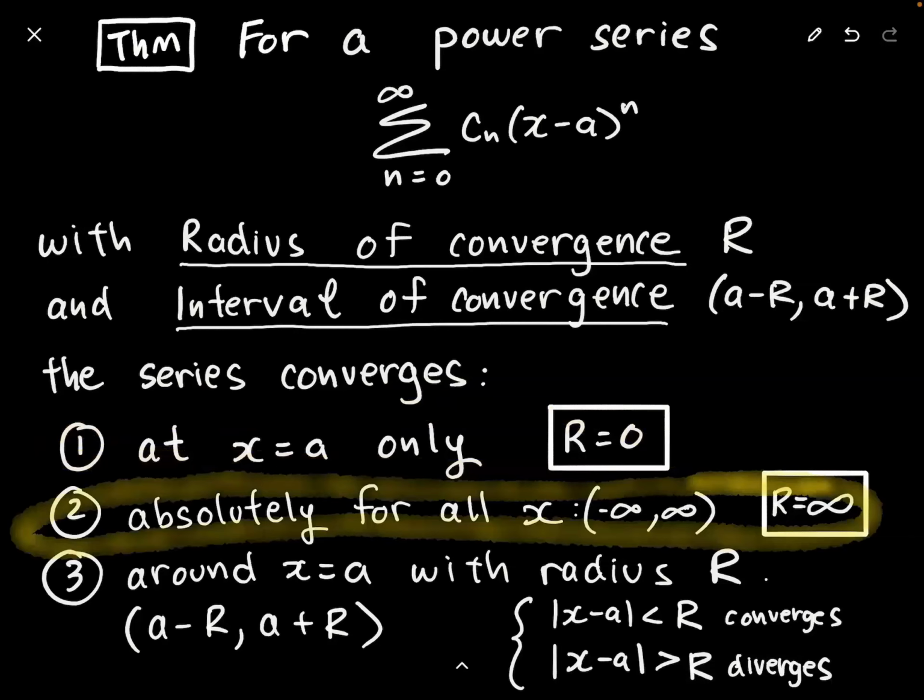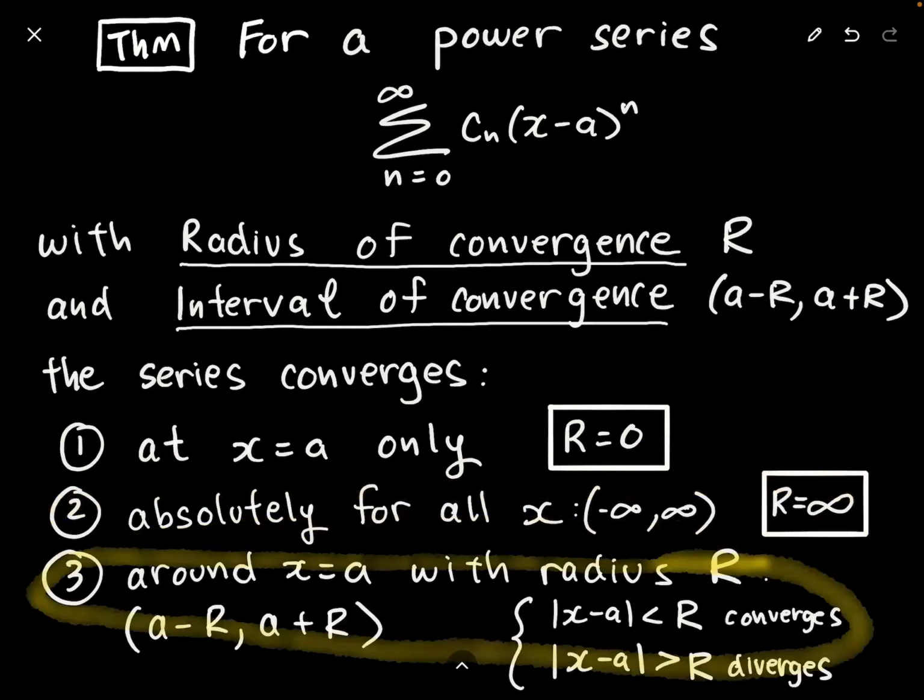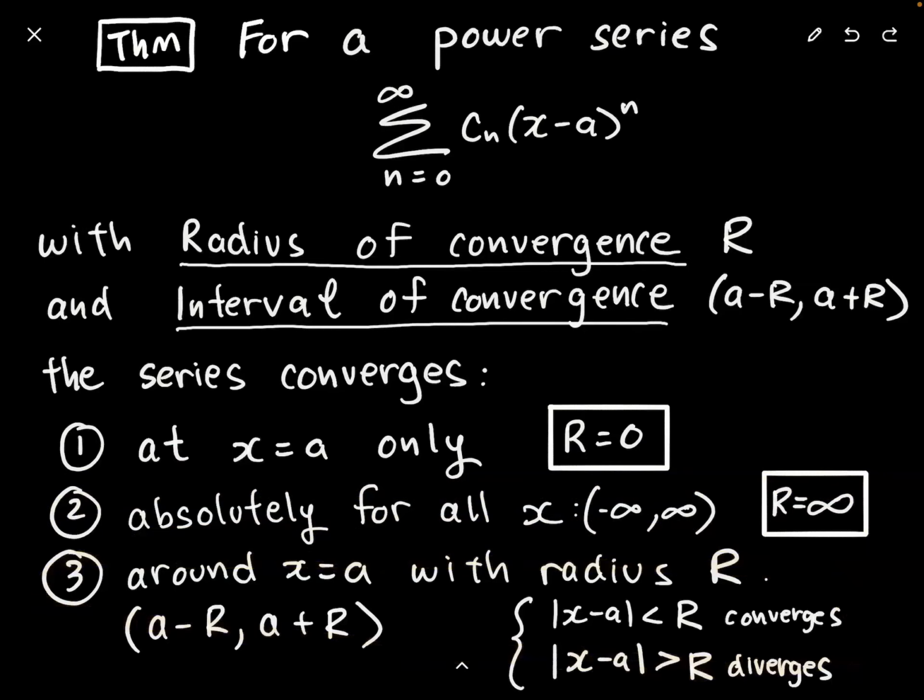2, or it could converge for all x, so the radius of convergence is infinity, and the interval of convergence is minus infinity to infinity. 3, or it could converge around the center x is equal to a with radius r. So from a minus r to a plus r, we'll see that it converges when the absolute value of x minus a is strictly less than r, and it diverges when the absolute value of x minus a is strictly greater than r.